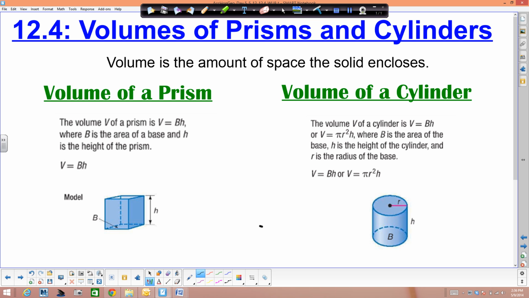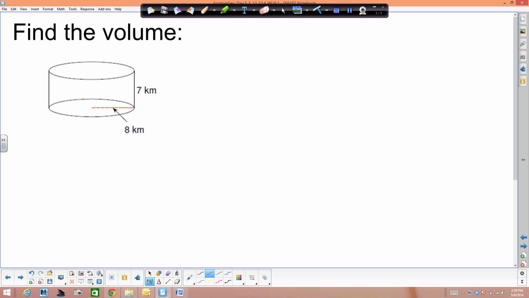So for a prism, the formula for volume is the area of the base times the height. And then for a cylinder, the formula is the same thing, area of the base times the height, but we know for a cylinder, the base is always going to be a circle. So that's why we can use pi r squared h, and that would give us the volume of the cylinder. We're going to look at a few examples, and then I'll give you some problems to work on.